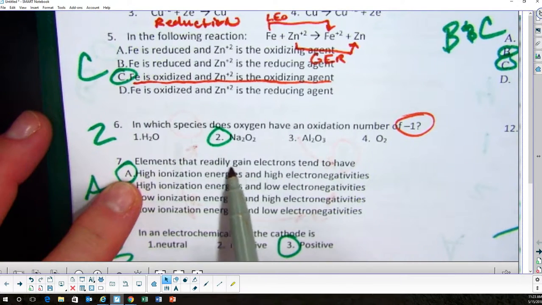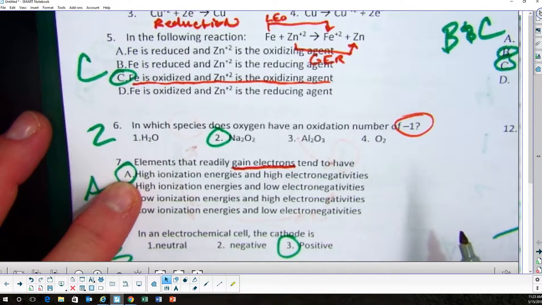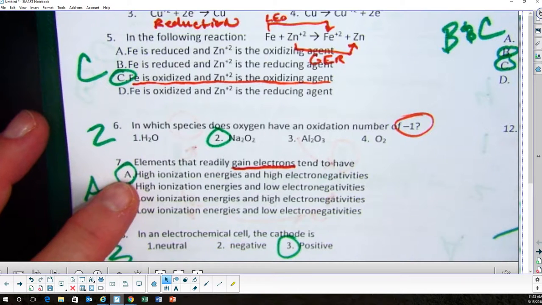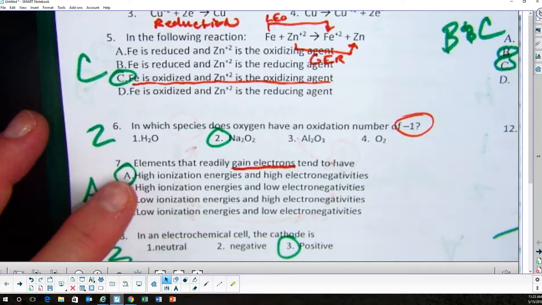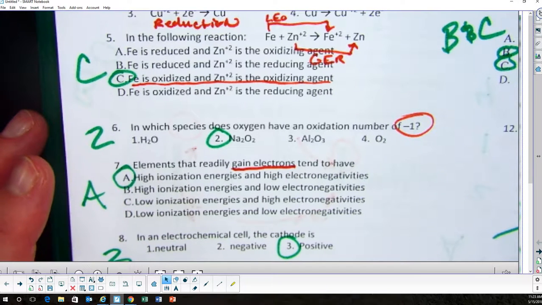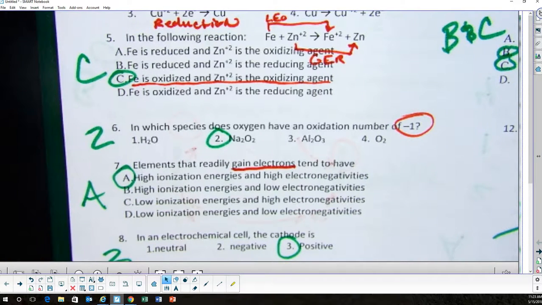Elements that readily gain electrons. Okay, if it gains electrons, those are going to become negative, right? So on the periodic table, the ions that become negative are on the right-hand side. On the right-hand side of the periodic table, they're really close to being a noble gas. So trying to take away an electron, which is ionization, that's going to be really high because they don't want it to go away. They want more.